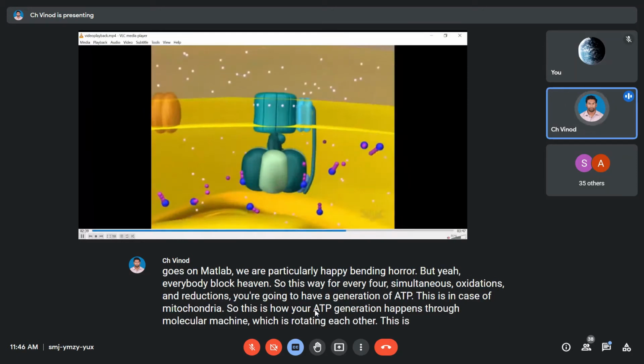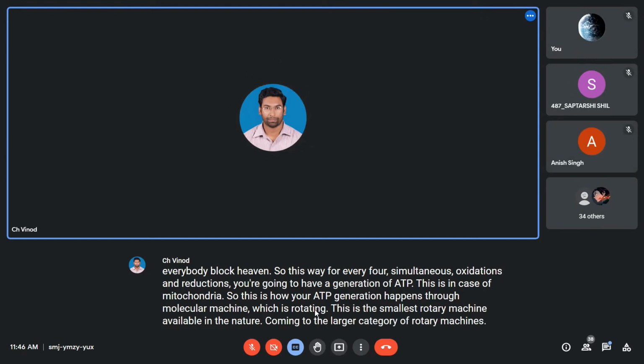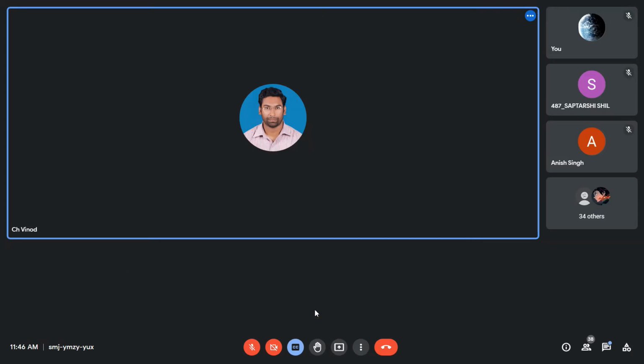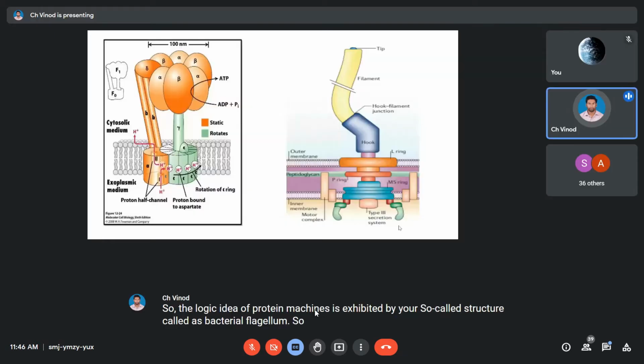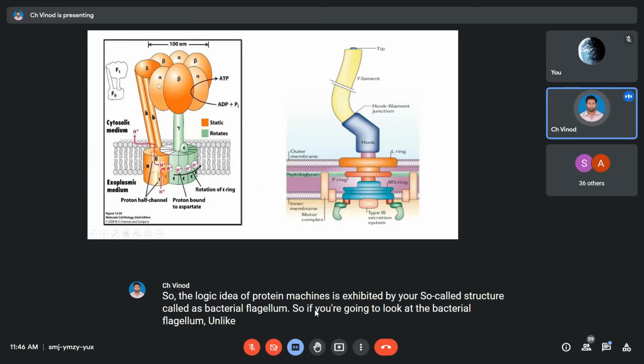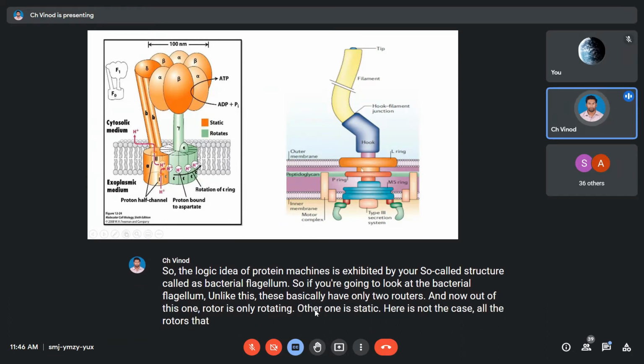This is the smallest rotary machine available in nature. Coming to the larger category of rotary machines, the larger category of rotary machines is exhibited by the structure called the bacterial flagellum. If you look at the bacterial flagellum, unlike this one, which basically has only two rotors, out of which only one rotor is rotating and the other one is static, here that is not the case. All the rotors that are available here will be rotating.